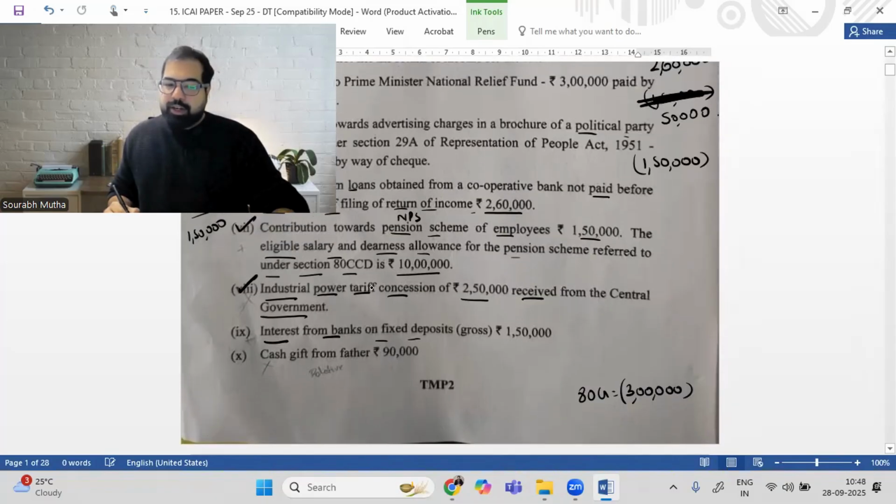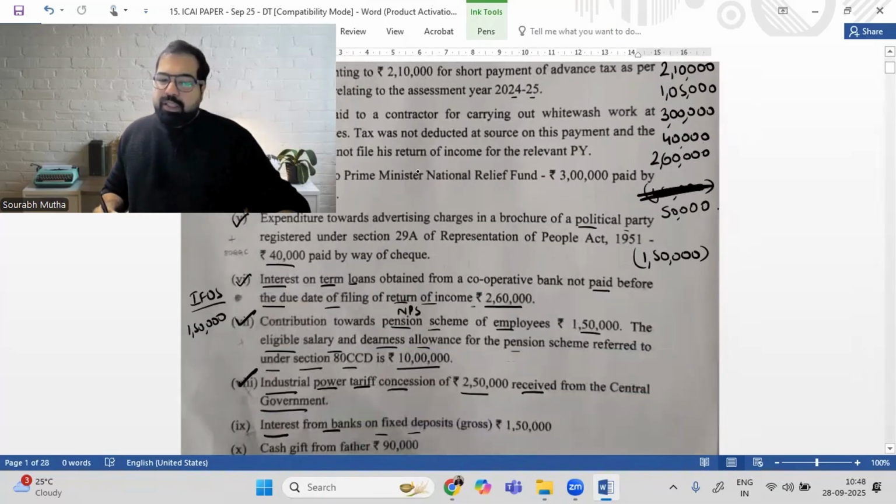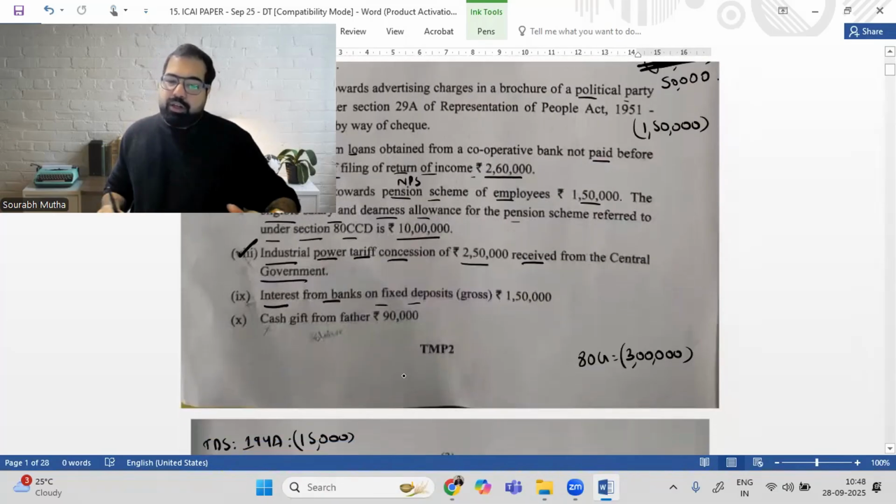Also, this is interest, so can I take a deduction under 80TTA? Let's see his age, 58 years. But this is interest on FD, so TTA will not apply.